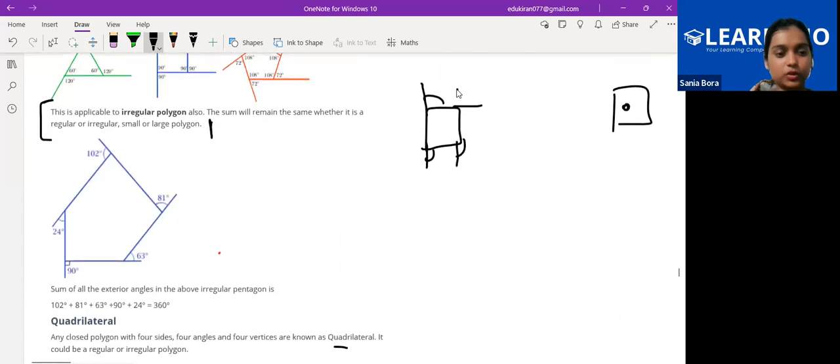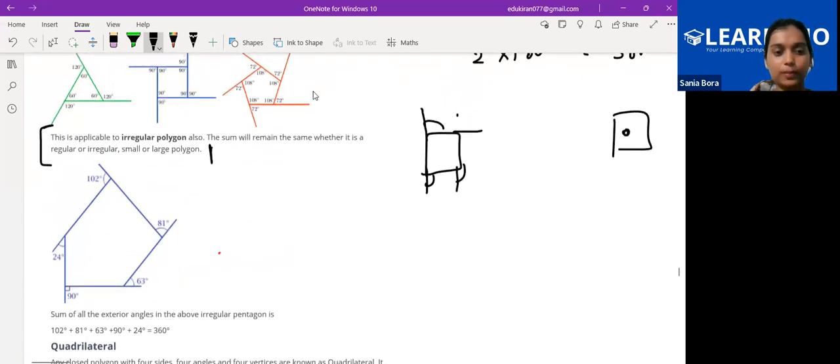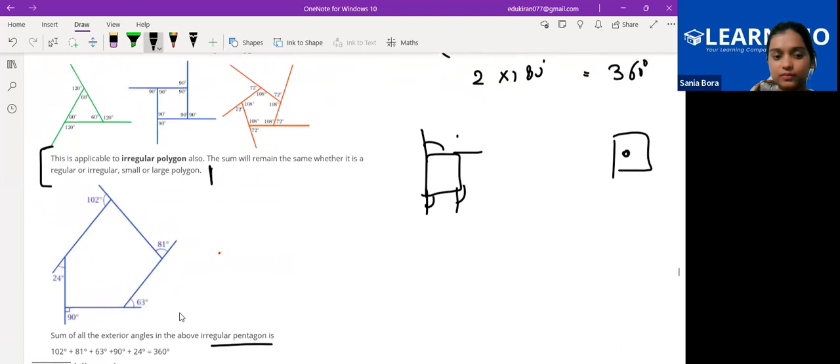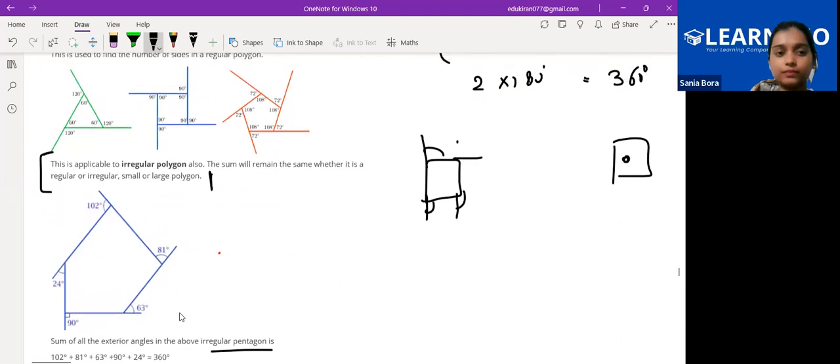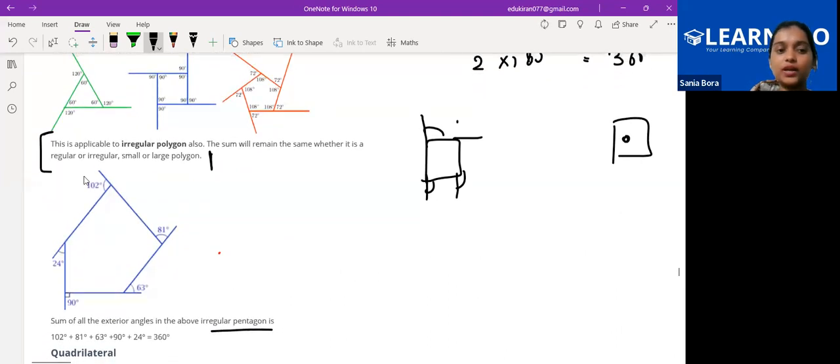Okay, so quickly write it down. And then you will draw this diagram over here and you will write the sum of all the exterior angles of the above irregular pentagon. This is a pentagon, 1, 2, 3, 4, 5 sides. So this is how you will show it and it is 360. After writing this, you will draw this diagram and then write the statement.